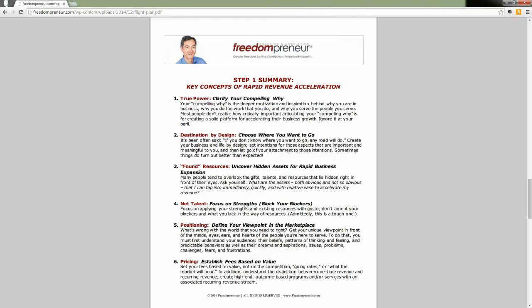Next key concept right here, net talent, focusing on your strengths as opposed to your blockers. There are ways to objectively measure this. I use a profiling system to do so. There are a bajillion and a half profiling systems out there. I happen to use one that measures your strengths and your blockers when it comes to the power of your thinking, how you make decisions based on the power and focus of your thinking, and how you're likely to take action based on the power and focus of your thinking and how you're wired to make decisions. That way it helps me to help my clients to focus on strengths.